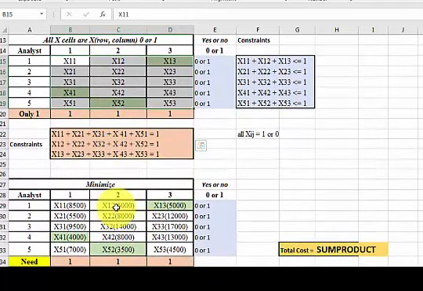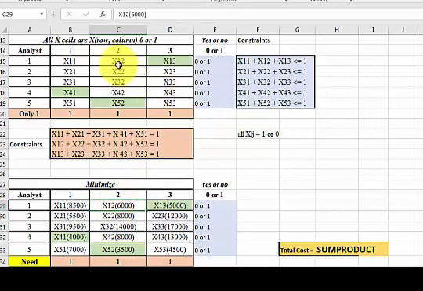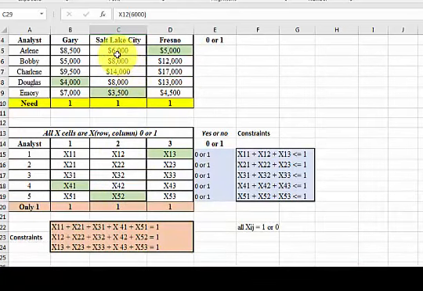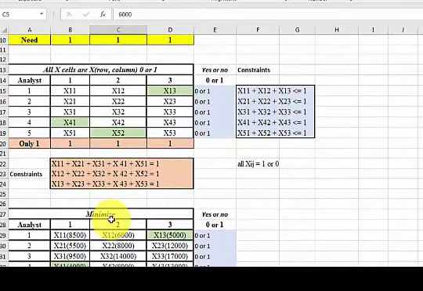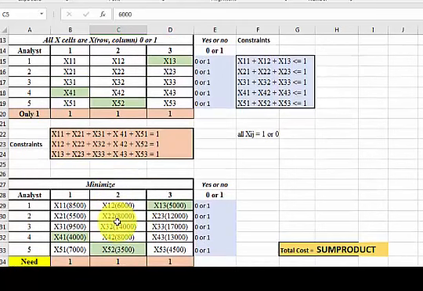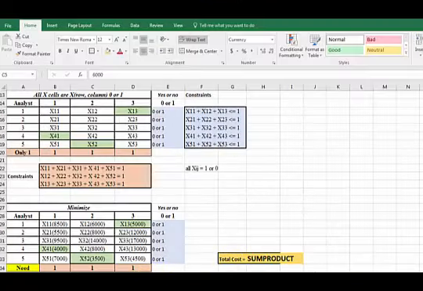I'm going to take this cell, which is going to be a 0 or a 1, and multiply it by the cost to move Arlene to Salt Lake City, et cetera, all the way across. So now comes the fun stuff. We're going to go ahead and put it in the solver. A-solving we will go, a-solving we will go.